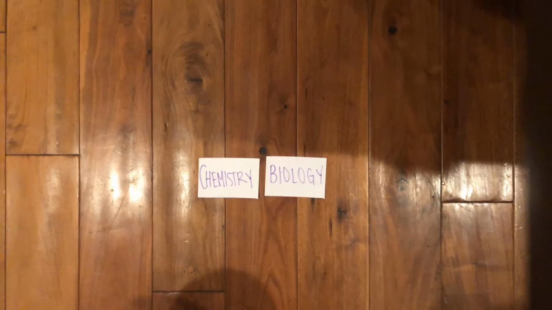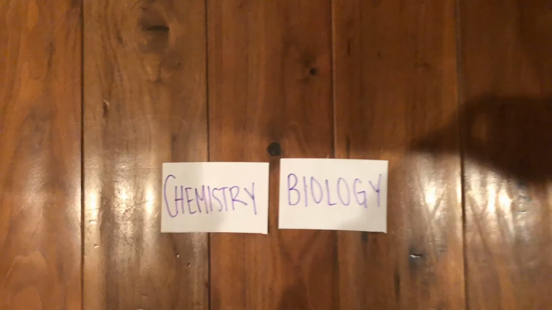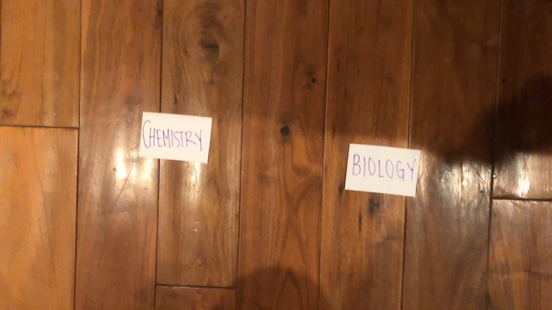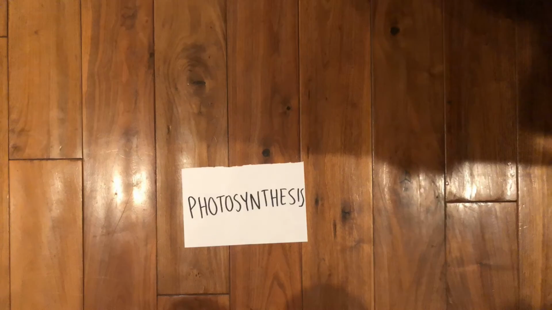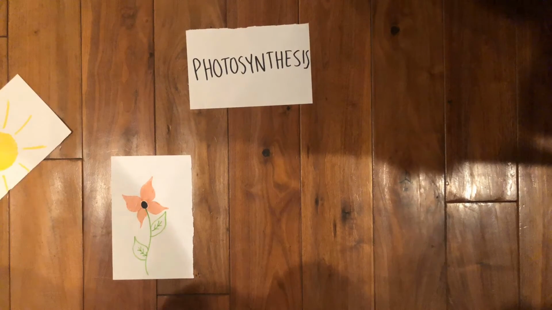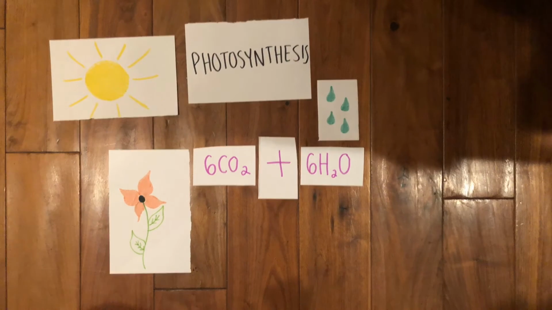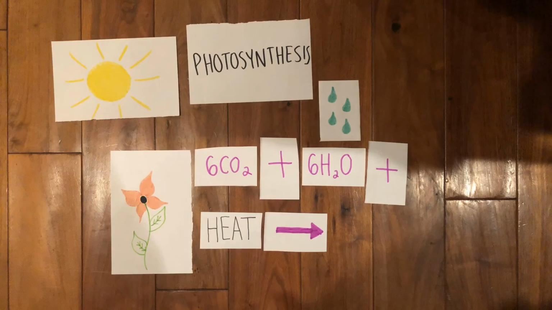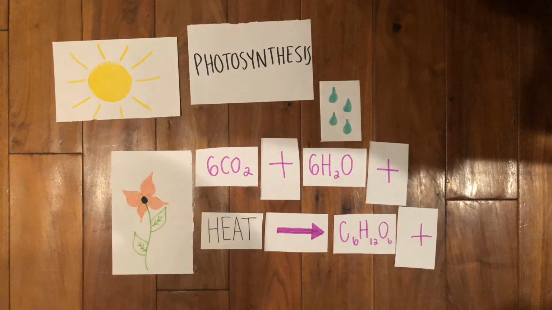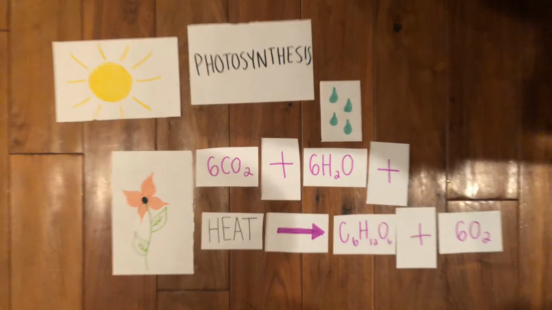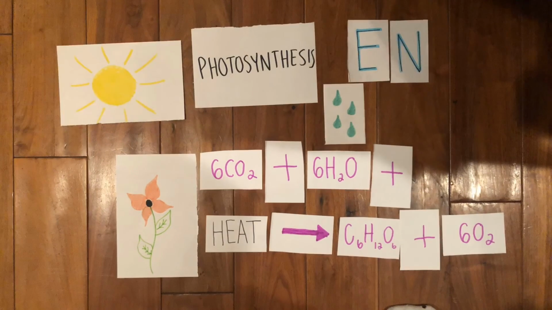A great way to connect the field of chemistry and biology is through endothermic and exothermic reactions. This is because of photosynthesis. The process of photosynthesis and its chemical equation requires heat, so it's an endothermic reaction. In this equation, 6 carbon dioxide molecules, 6 water molecules, and heat combine to form glucose and 6 oxygen molecules.